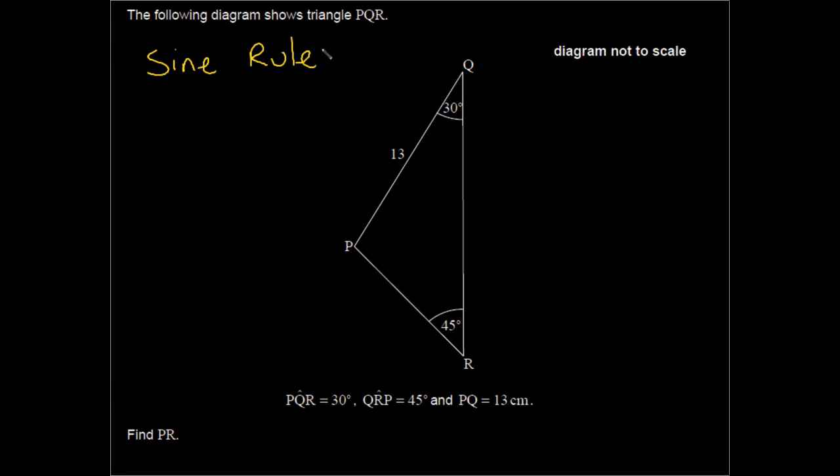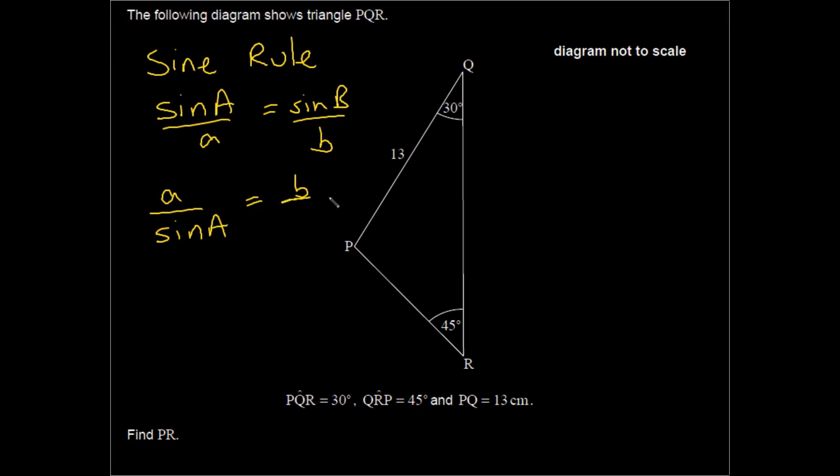Now, the sine rule states that sine A over A is equal to sine B over B. You can also, if you want to, flip that the other way up and say that A over sine A is equal to B over sine B. Either way up. Since we're looking for a side here, I would tend to use this form because that will involve less algebra.